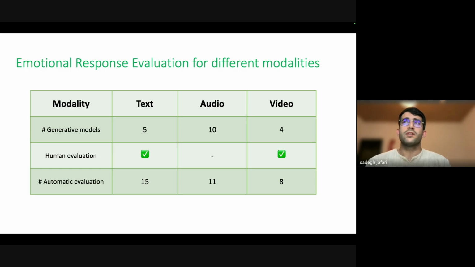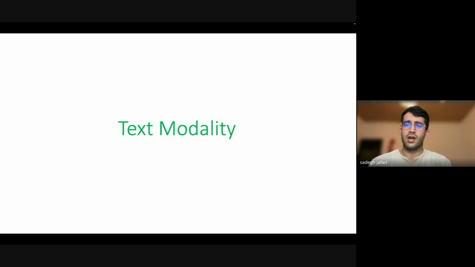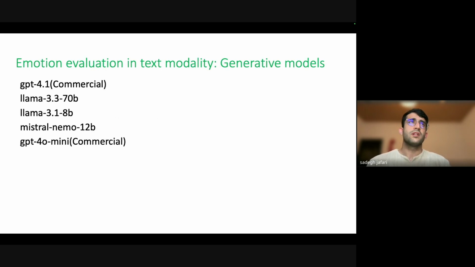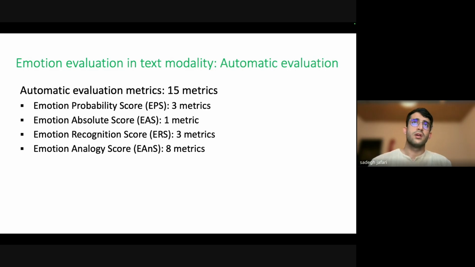And for video, finally, we have 4 different generative models. We have human evaluation and 8 different automatic metrics. And I will discuss all of these values. And for text modality, we choose GPT 4.1, different types of Llamas, Mistral, and GPT 4o mini. And we have 15 different automatic metrics in 4 different families. Some of them use LLM as judge, but some of them are, for example, embedding based and so on.